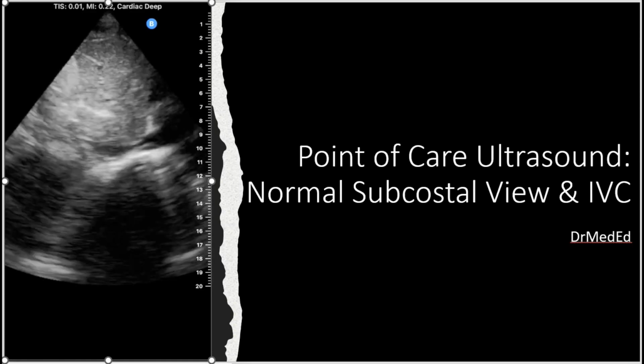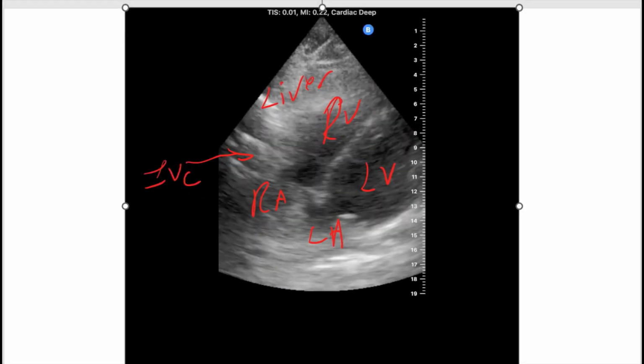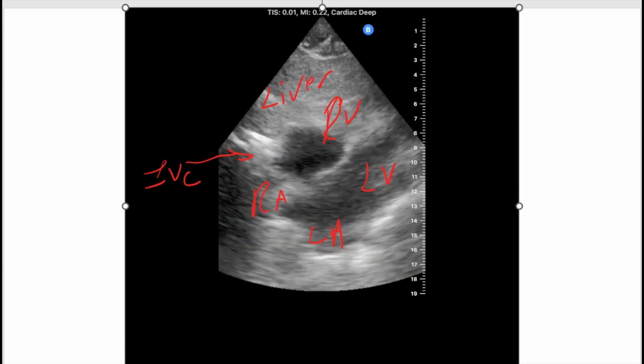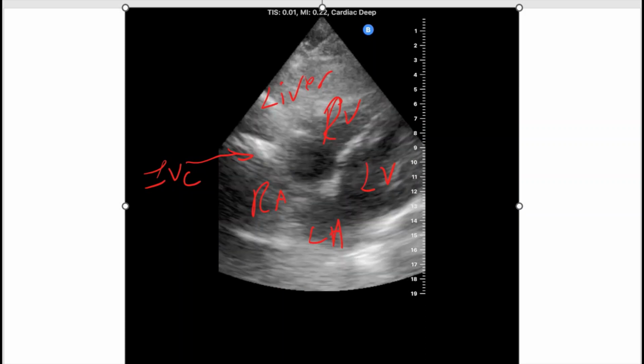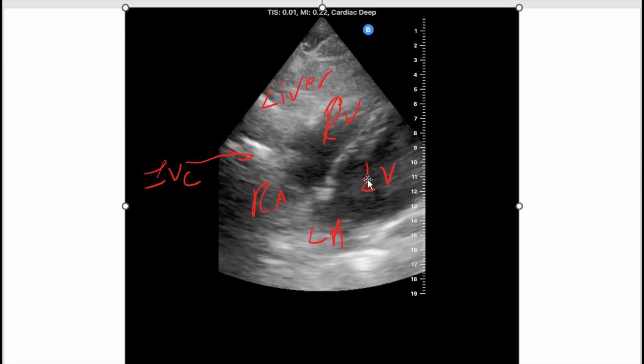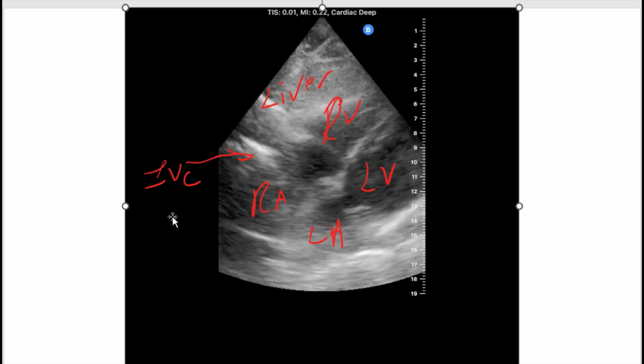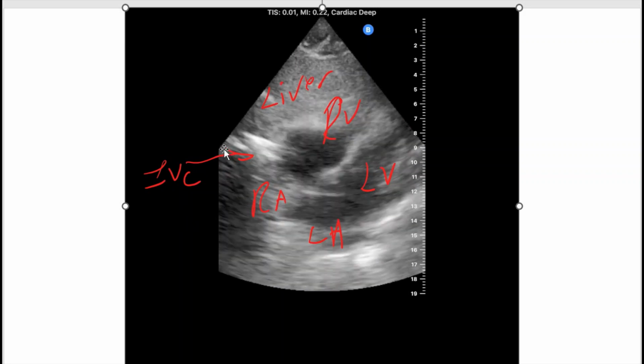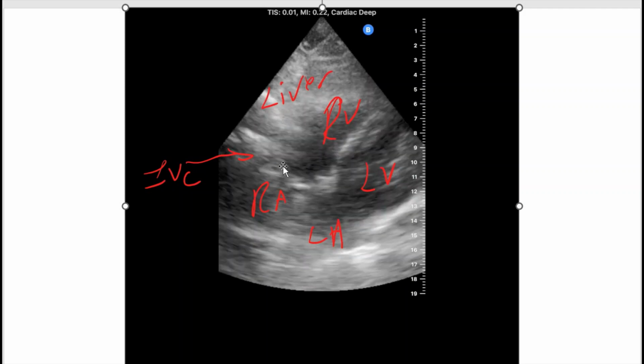Today we'll look at pictures of a normal subcostal view and IVC on point of care ultrasound. Here we have a normal heart in the subcostal view, and here we have the liver, RV, RA, LV, LA, and the IVC should be around this area, draining into the RA.